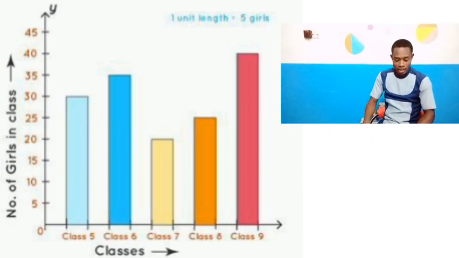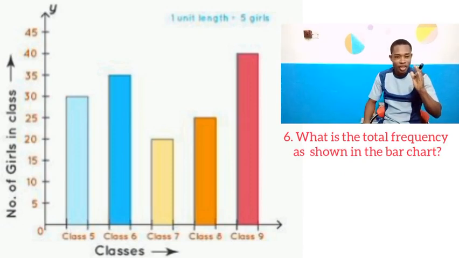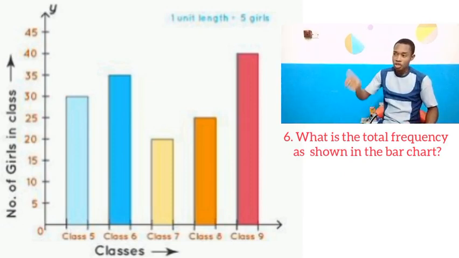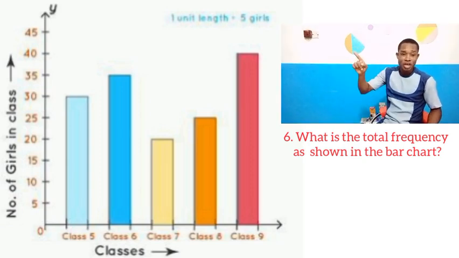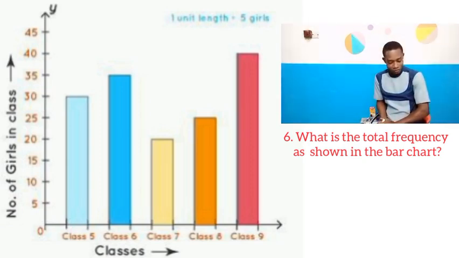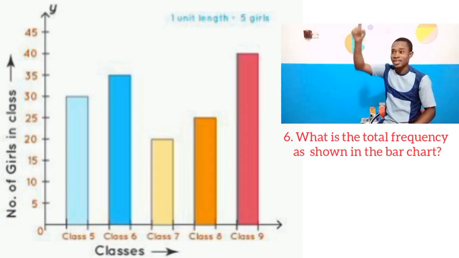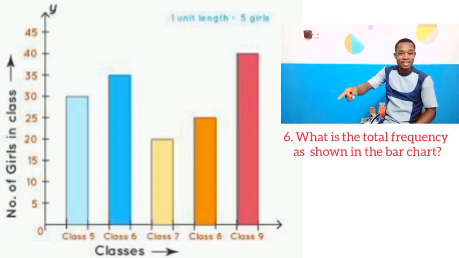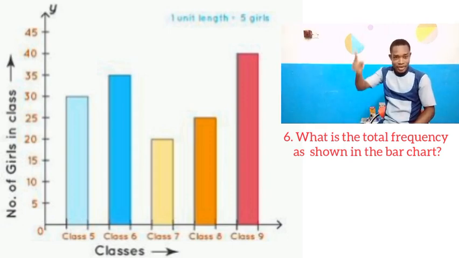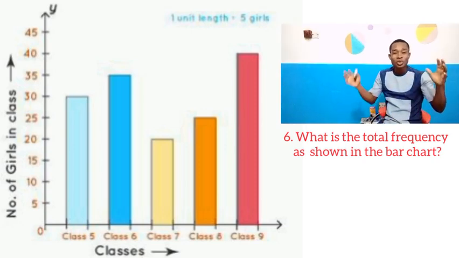Question number 6. What is the total frequency as shown in the bar chart? Total frequency. How do we get that? Remember, I told you that the frequency are the numbers written on the vertical axis, on that y-axis. Is that okay? Where we have number of girls. That number of girls represents our frequency. So this is what we are going to do to get the total frequency.